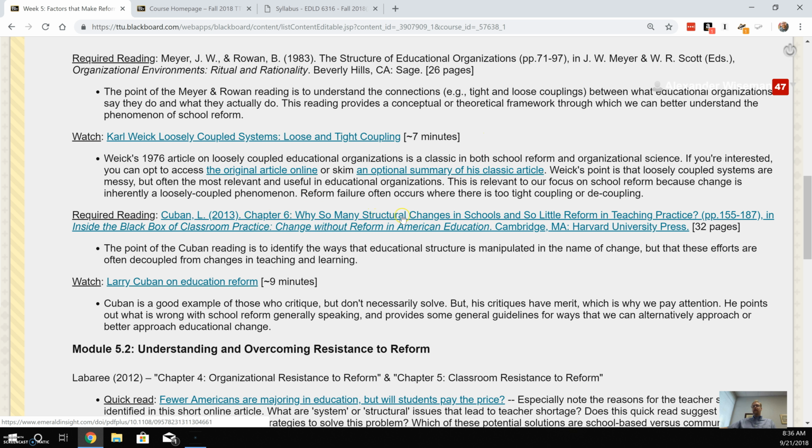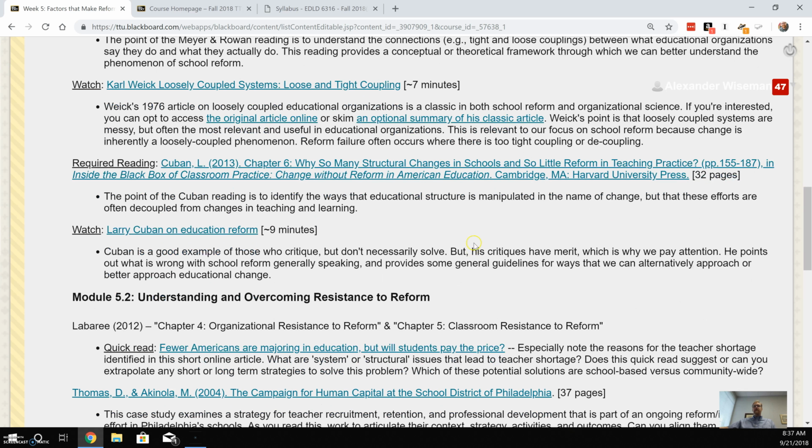Cuban points more of an accusatory finger at schools and reformers, and talks about how reform has little effect on teaching practice. That's important for us, especially when so much of our conversation this semester is focused on developing human capital in teachers as part of what we do as administrators or leaders in our schools.